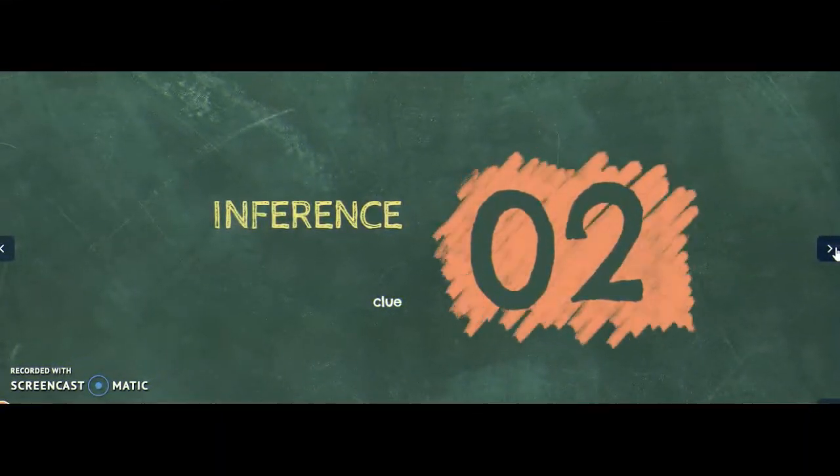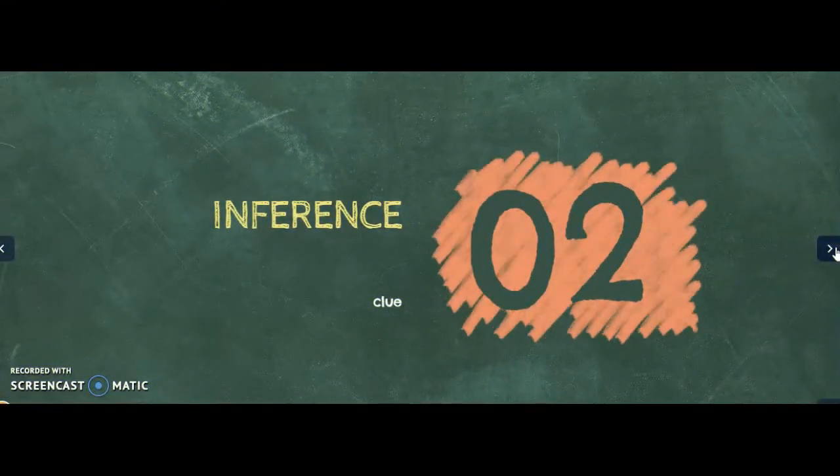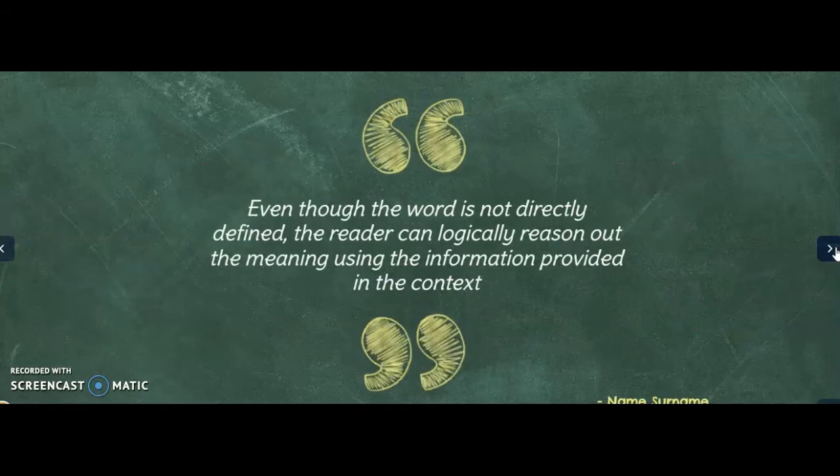Another clue that we will discuss today is inference. Even though the word is not directly defined, the reader can logically reason out the meaning using the information provided in the text.